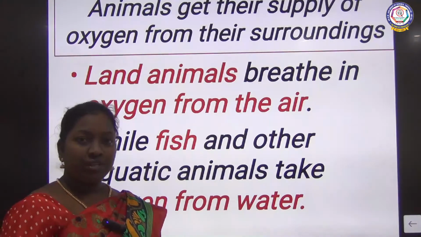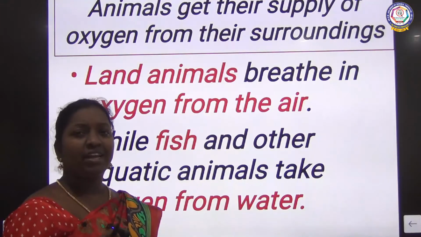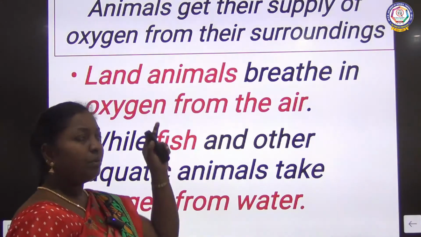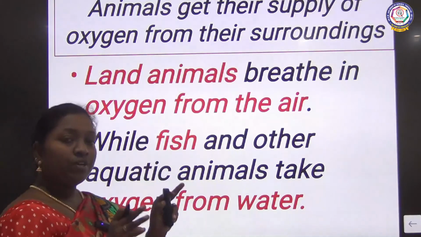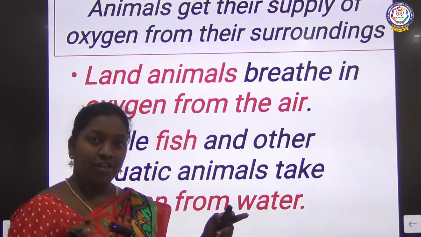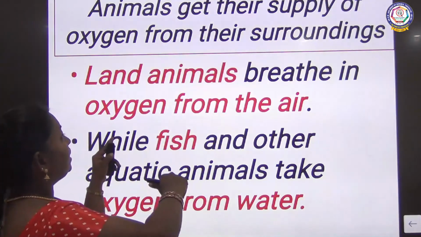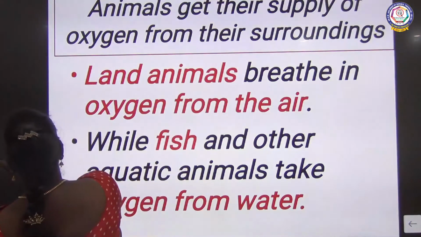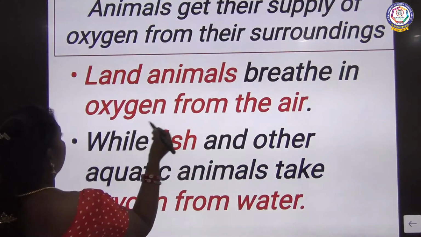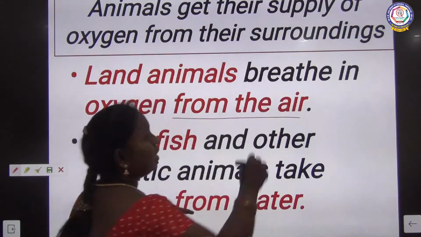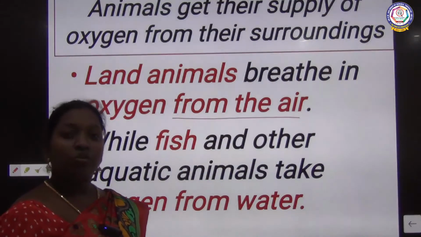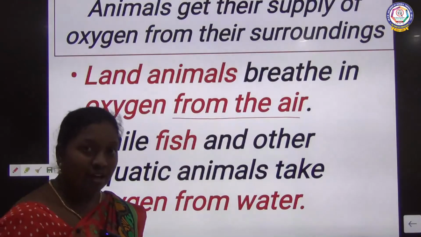So it gets oxygen. From where does it get oxygen? Generally from its surroundings, isn't it? We know very well animals are everywhere. So for animals which are on land, where do they get the oxygen from? Land animals get the oxygen supply from the air.